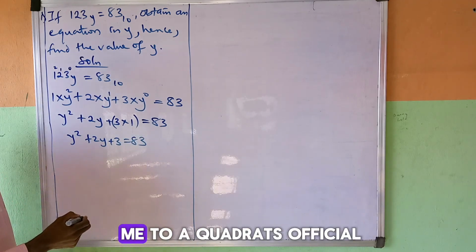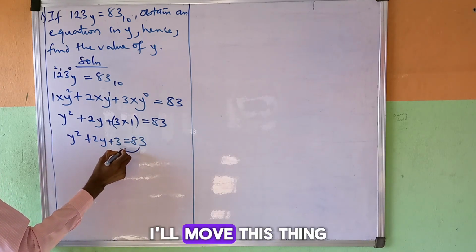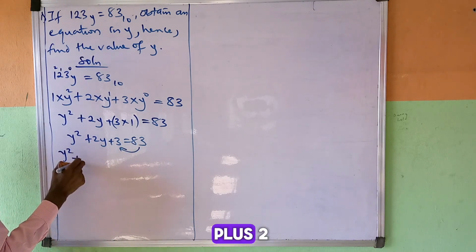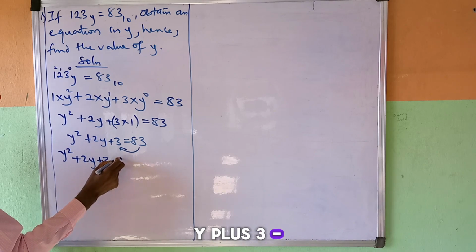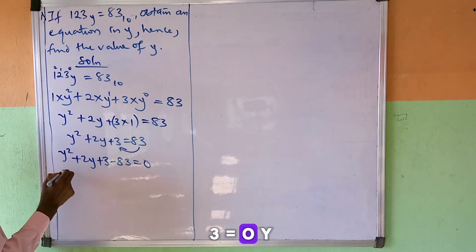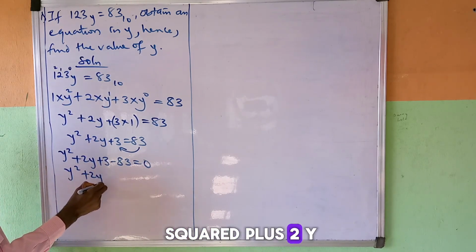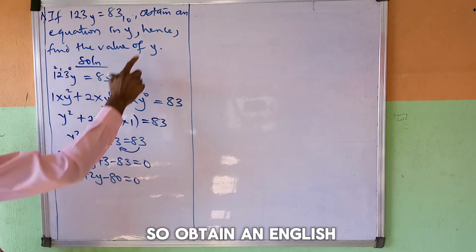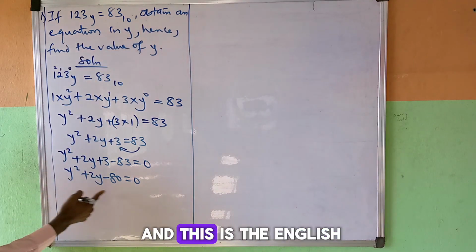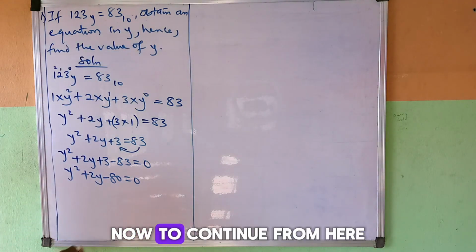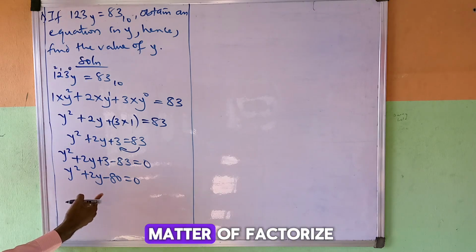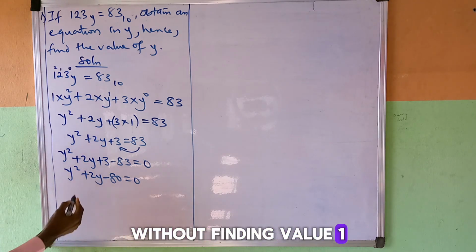So this is going to lead me to a quadratic equation. I'll move this over, and it becomes negative. So I have y squared plus 2y plus 3 minus 83 equals 0. Y squared plus 2y minus 80 equals 0. So to obtain an equation, this is the equation. Now to continue from here, we have to factorize this, and then after we factorize, we find the value of y.